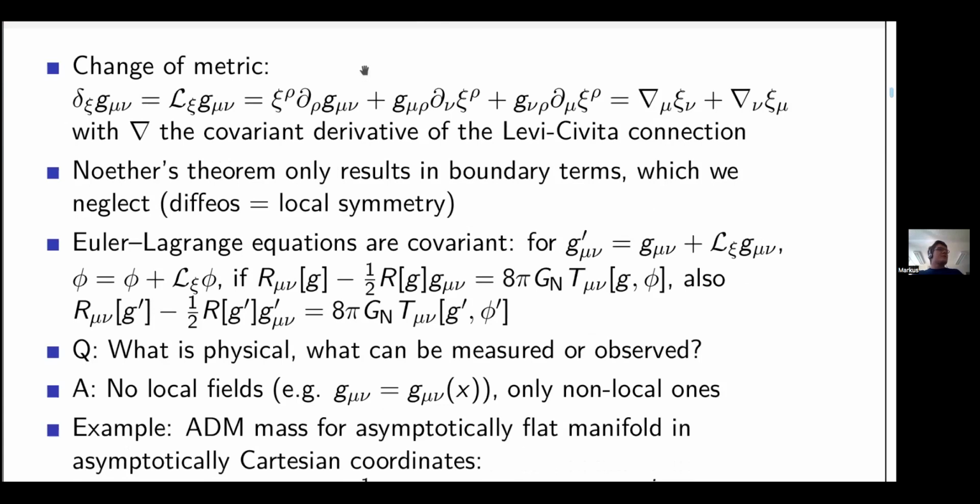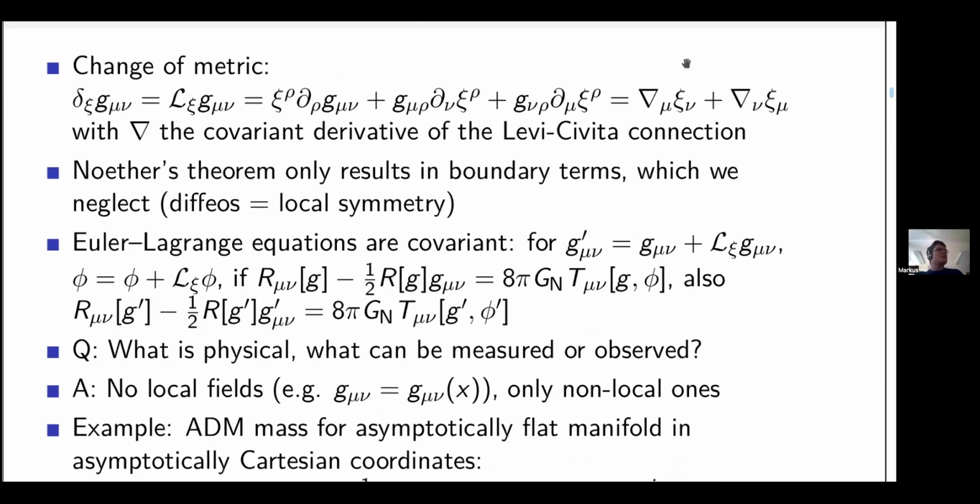What does this entail for the important field, namely the metric? So the change of the metric, as I said, every tensor field changes with the Lie derivative. If you look at what this is in local coordinates, it's just this expression. And then these terms one can assemble to just give the covariant derivative of your vector field xi, symmetrized in mu and nu. And nabla is the covariant derivative of the Levi-Civita connection, as is well known.